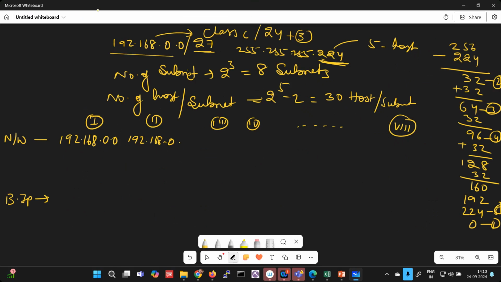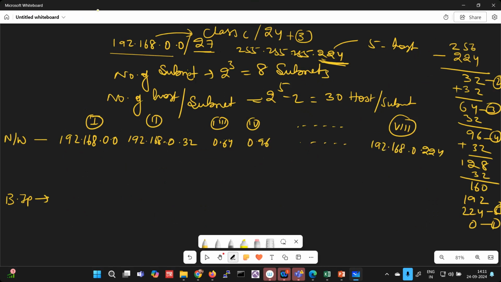We are only interested in the last octet, because the last octet is getting subnetted since we have taken bits from the last octet. So we will have 0.32 here, then 0.64. I am not writing 192.168. Then 0.96, and so on. The last will be 192.168.0.224. So this will be the address of the last subnet.